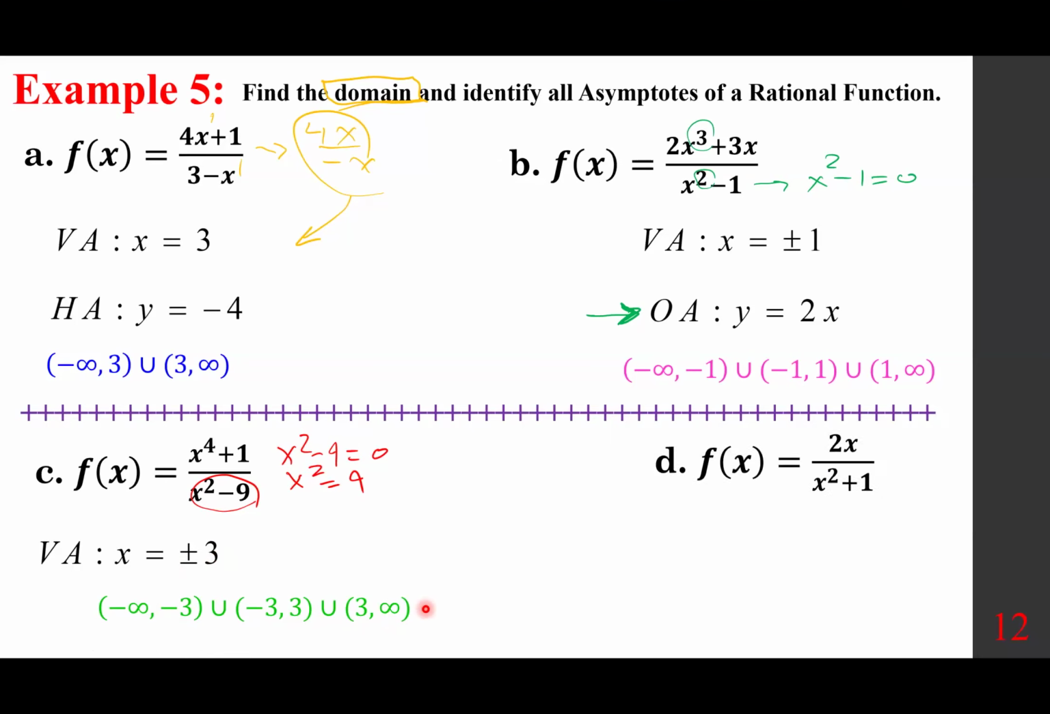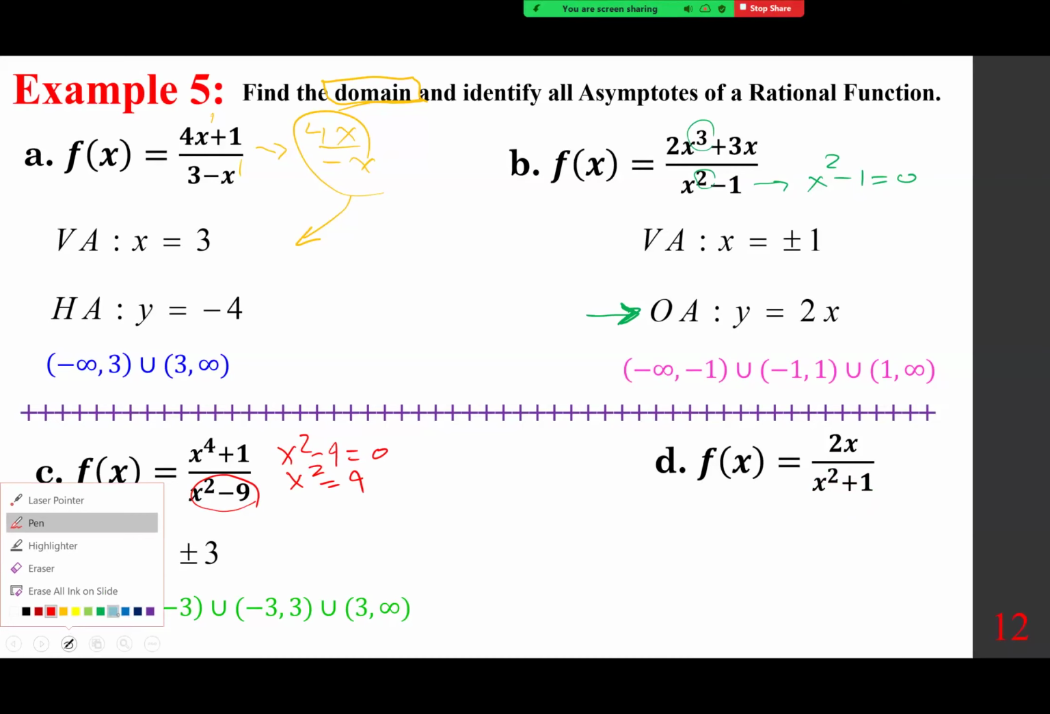What about this one? F of x is 2x over x squared plus 1. VA: as you can see, x squared plus 1 set to 0 has no solution. I hope you understand. If you have x squared or x to an even number plus a number, it can never be 0. So there is no vertical asymptote. That takes care of that.